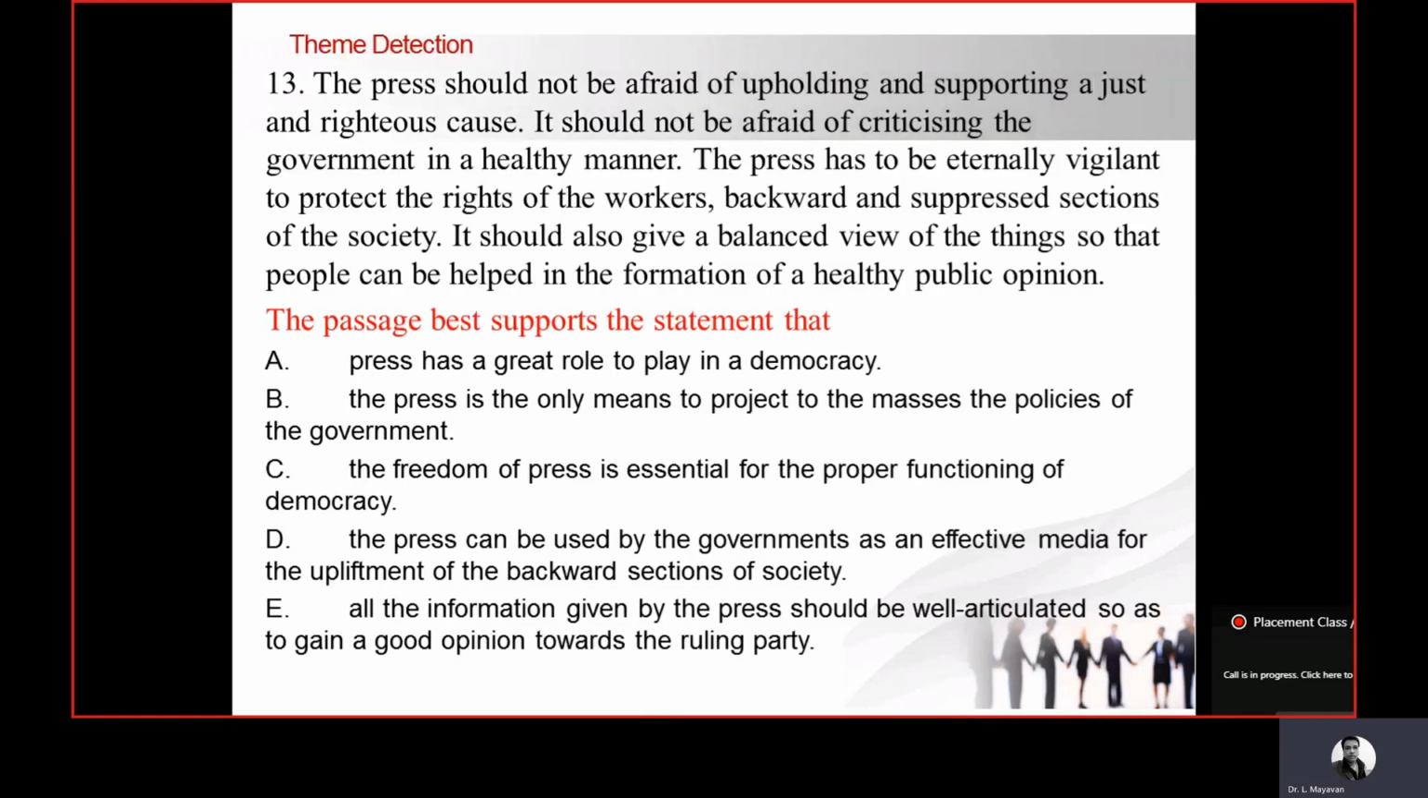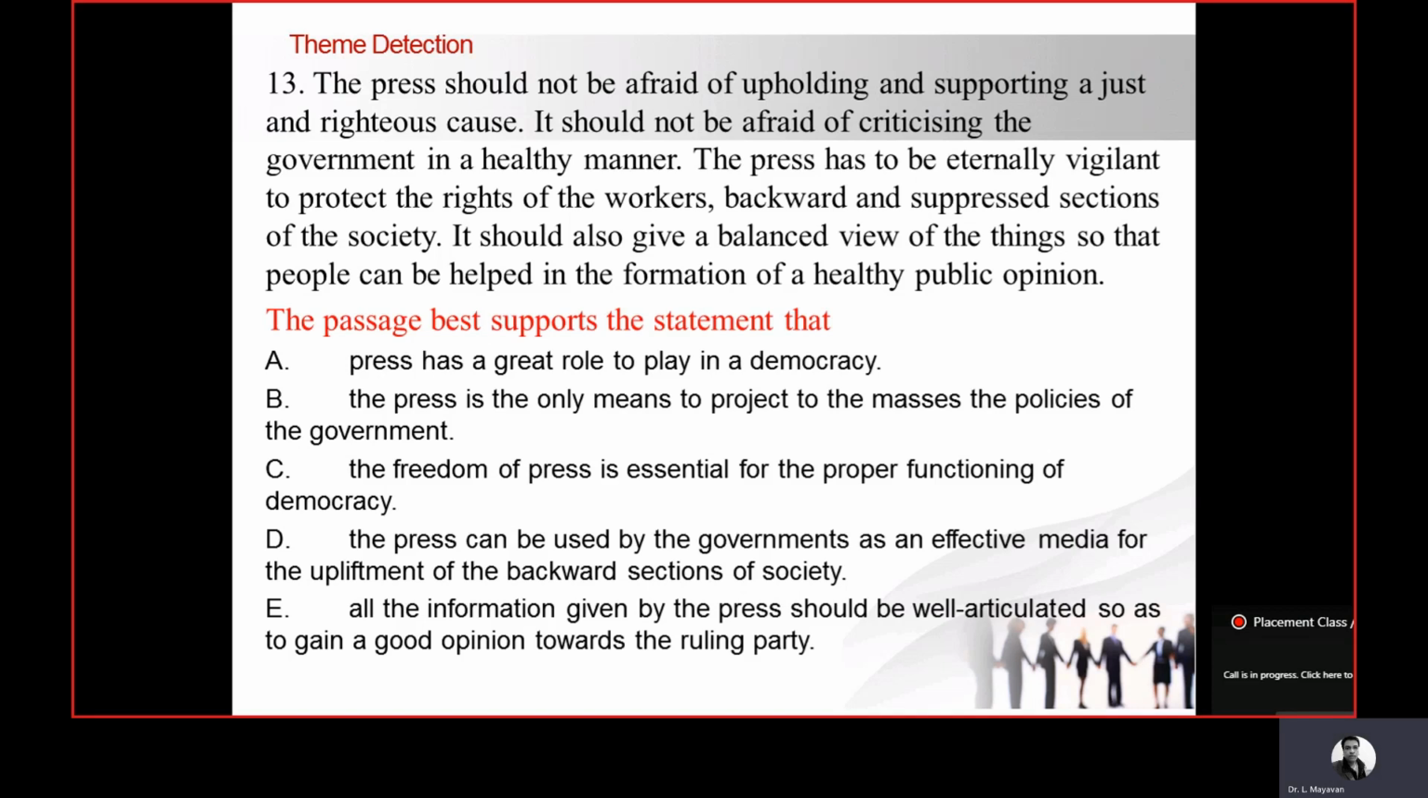Okay, let's move on to the 13th one. Let me read the options. The passage best supports the statements, options A to E. Option A: the press has a great role to play in a democracy. The press is the only means to project to the masses the policies of the government. The freedom of the press is essential for the proper functioning of a democracy, and the press can be used by the government as an effective media for the upliftment of the backward sections of society. And all the information given by the press should be well articulated so as to gain a good opinion towards the ruling party.